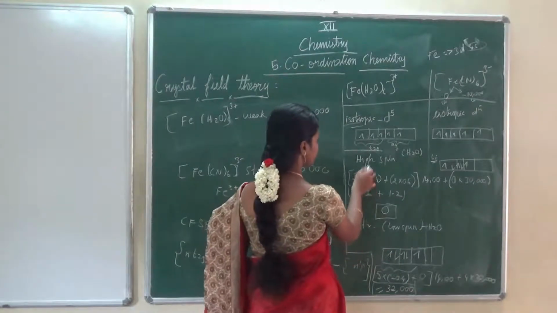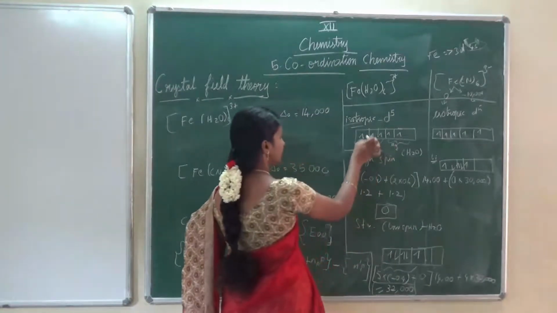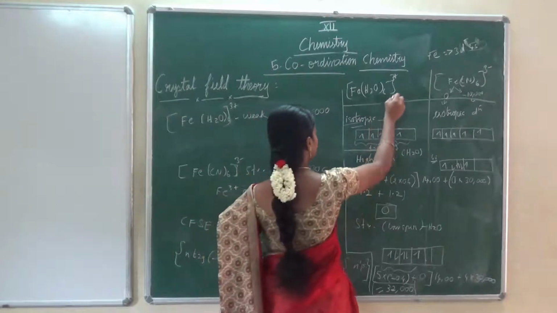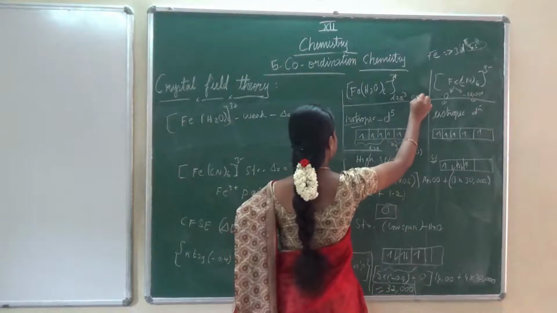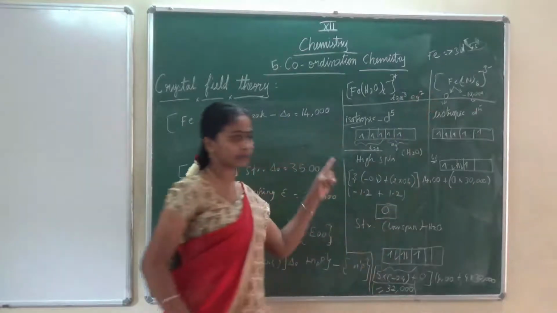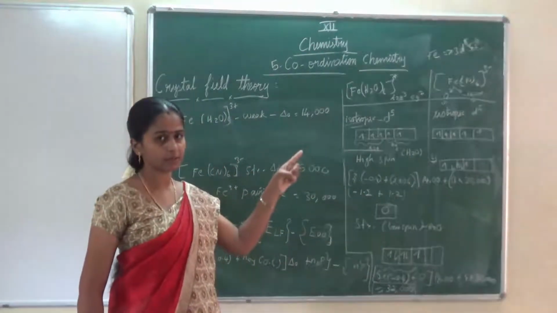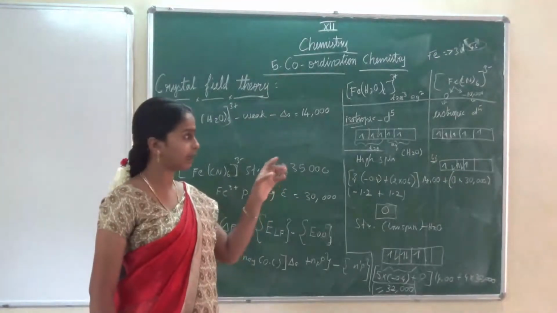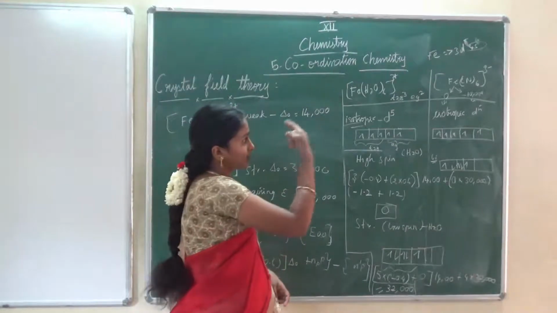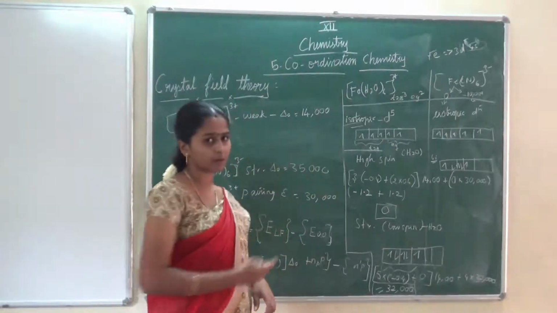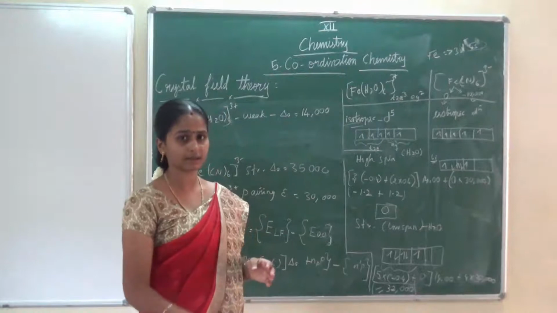So for the high spin complex, what is the electronic configuration now? The electronic configuration is t2g3 and eg2. Can you understand what this t2g3 and eg2 is? It means t2g has 3 electrons and eg has 2 electrons. In the same way, for the cyanide complex, a low spin complex is possible because the splitting is 10,000.